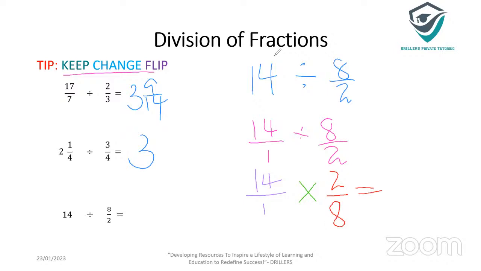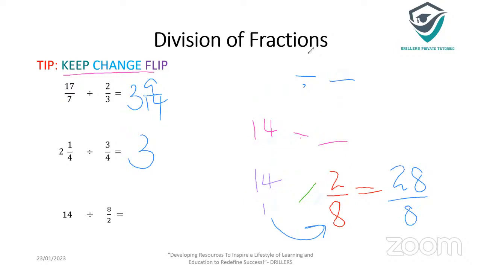Now we can calculate this top by top and bottom by bottom. So 14 multiplied by 2 gives us 28, and 1 multiplied by 8 will give us 8. So we'll end up with an improper fraction, which is 28 over 8.